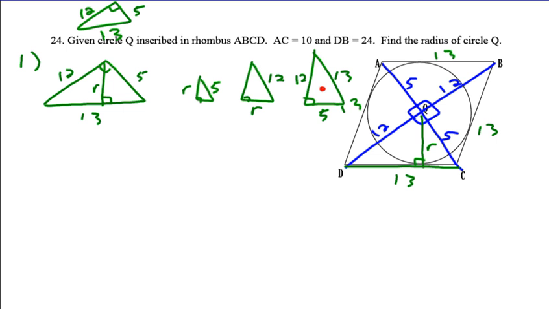So we make a proportion. We say R is to 12 as 5 is to 13. And no matter how you set it up, you're going to end up with something very, very similar to this proportion. Cross multiply up the 12, and you get R equals 60 over 13.